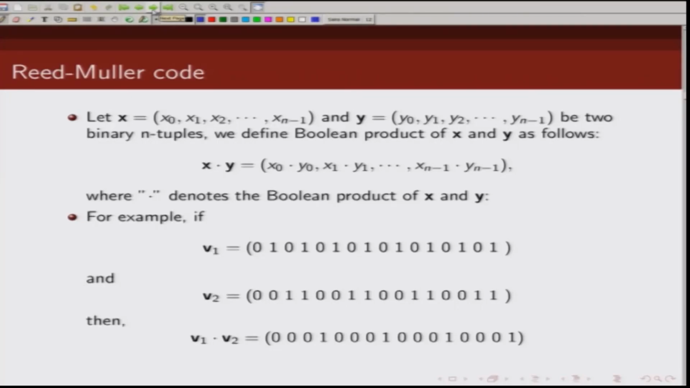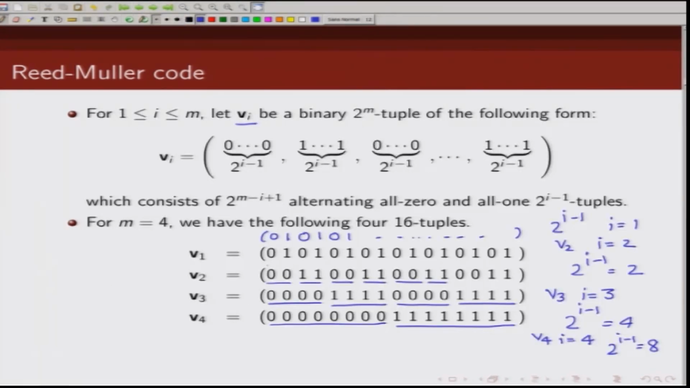So, let us take an example. This is our V1, if you recall, and this is our V2.